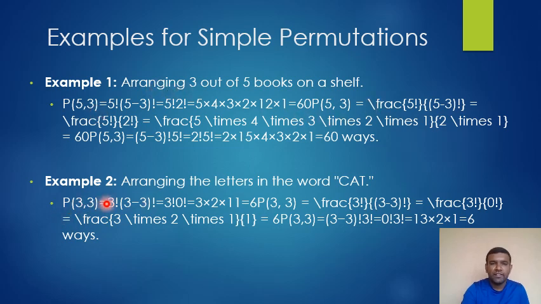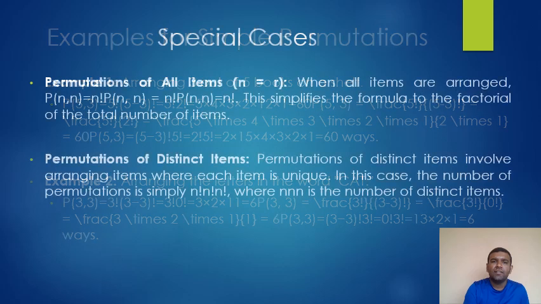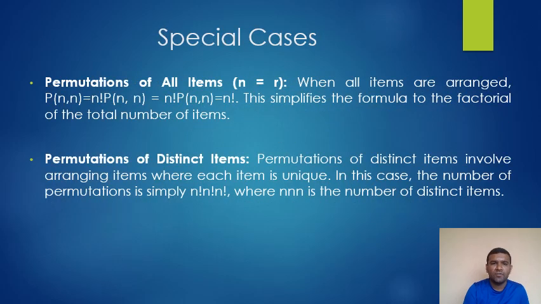Next, the second example is arranging the letters in the word cat, that is P(3, 3), because the word cat has only 3 letters in it. So we are taking both n and r values as 3. Using P(3, 3) and the formula, we get a total number of 6 ways, which we also get by taking the factorial of number 3, because we have to arrange all the letters of that word.